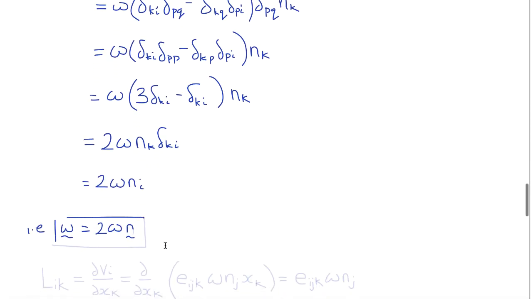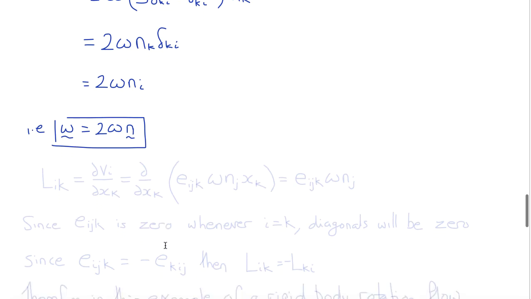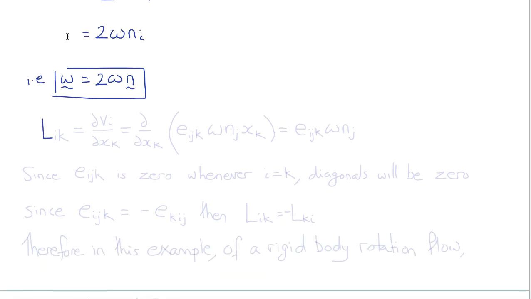Okay. So that's the vorticity vector. We can also compute the velocity gradient tensor L_ik as del v_i del x_k, which would therefore be del x_k of the original expression we wrote, which is E_ijk omega n_j x_k. And since the only non-constant in here is x_k, del v_i del x_k is just E_ijk times omega times n_j.